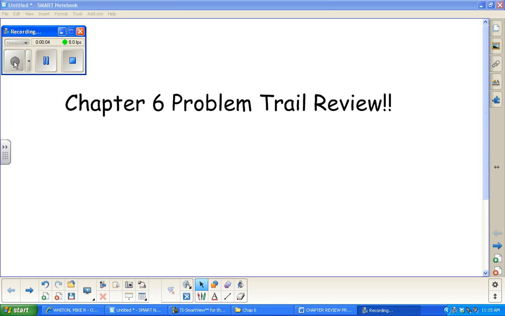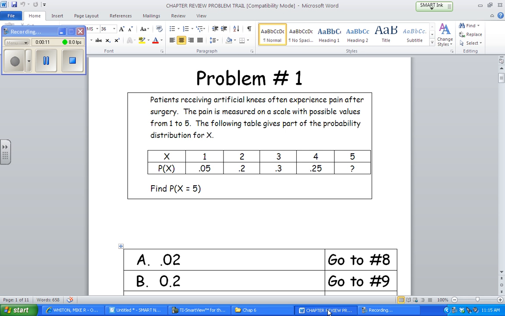Okay, this will be the Chapter 6 problem child review problems. So let's get right into it here. Number one, they give you a table. A discrete distribution, values could be 1, 2, 3, 4, or 5. And we are trying to figure out what are the chances that the value is 5.